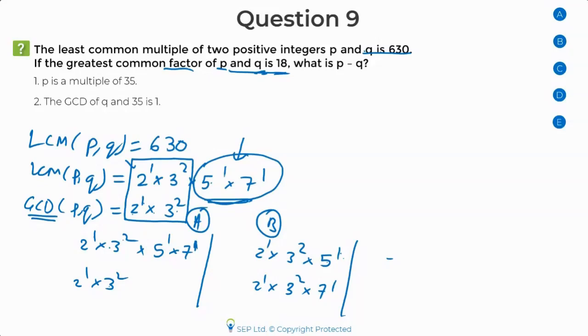The first statement is that P is a multiple of 35. Now, if P is a multiple of 35, which case can I discard out of A and B directly without even thinking twice? P has to be a multiple of 35. So which case is not valid in this case? There are only two possible cases. Which one is not valid?